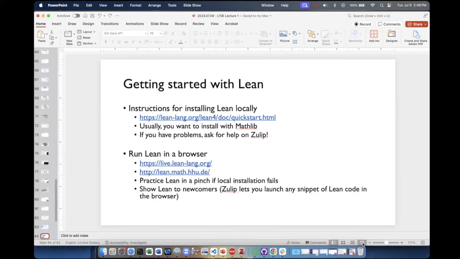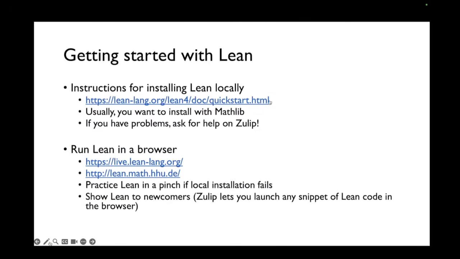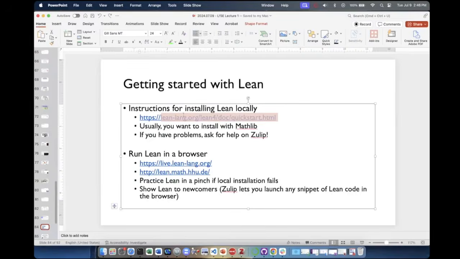Okay, so getting Lean installed. Here's the link. I shared this in the email. Basically you want to follow the steps in the quick start and install it locally. Locally is best. For this course, you always want to install it with mathlib because we want to have access to mathlib. Technically, you don't need to. Lean is its own programming language. It doesn't require mathlib for you to write programs, but for almost all proofs that you want to write, you'll have to use mathlib. And if you have problems, just ask for help on Zulip. We're happy to help.